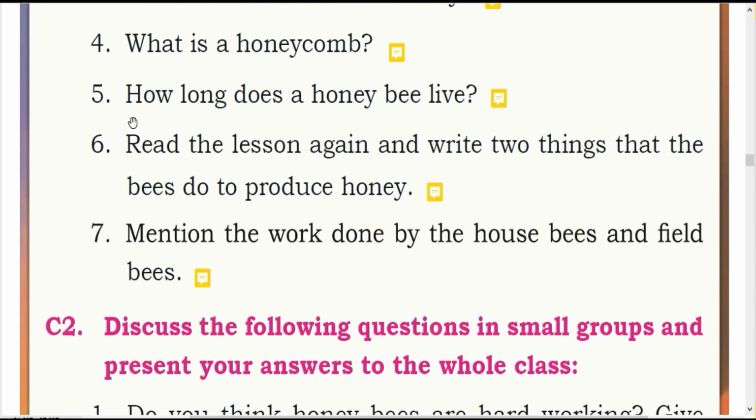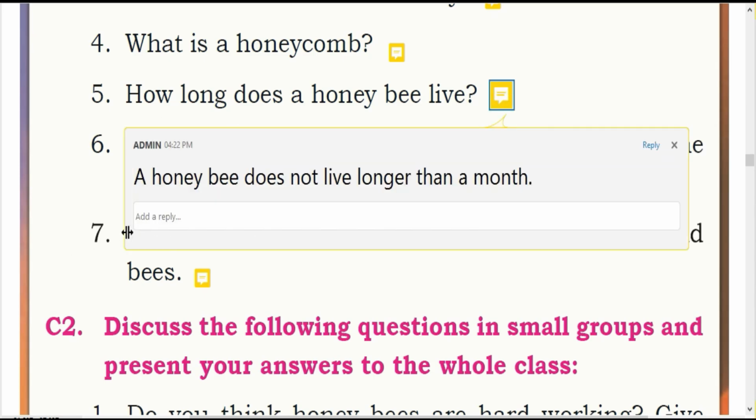Fifth one, how long does a honeybee live? Answer is a honeybee does not live longer than a month.